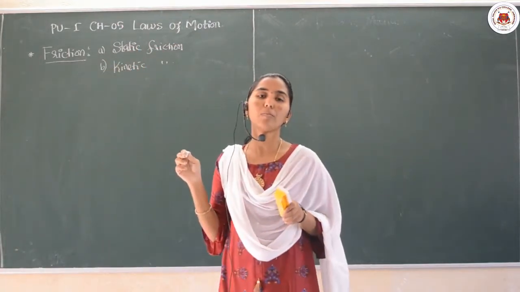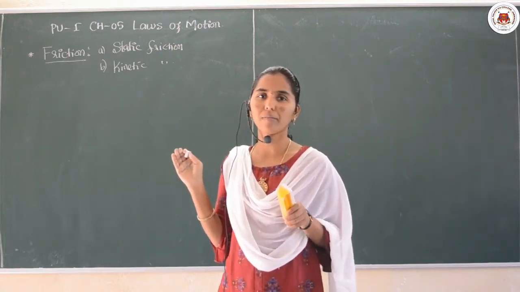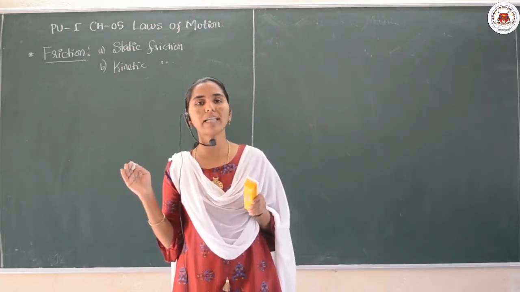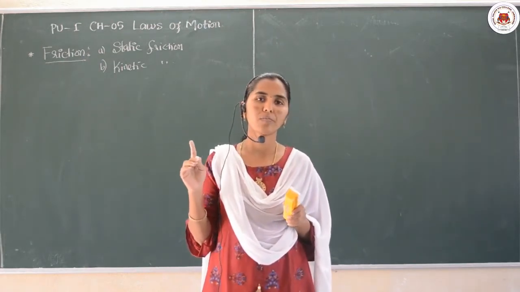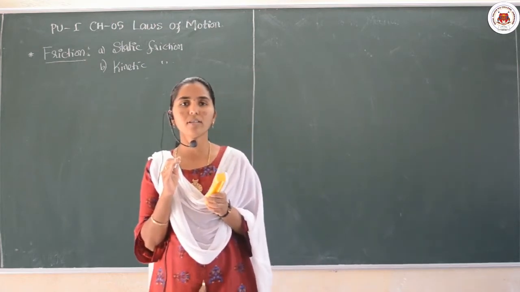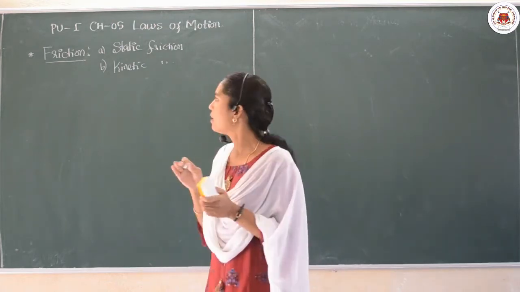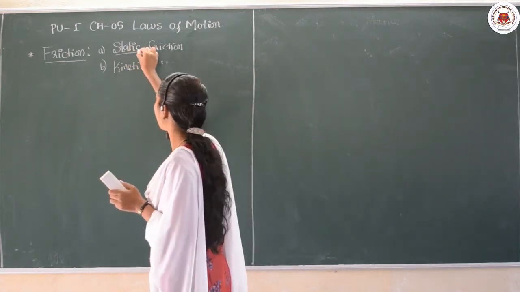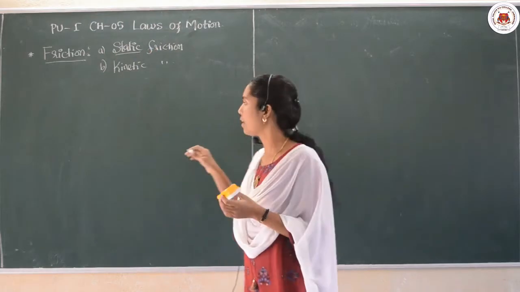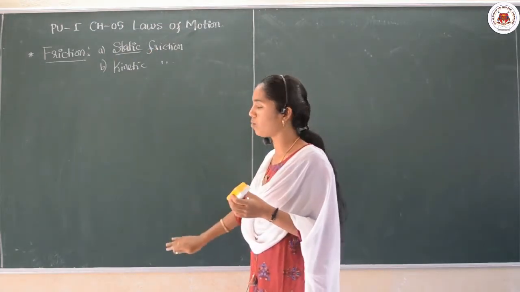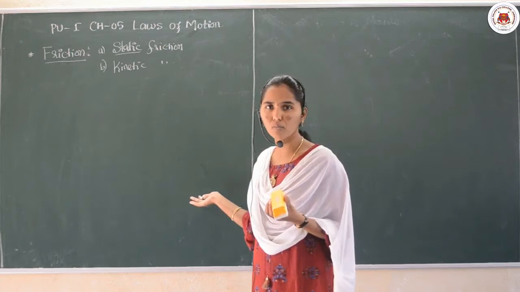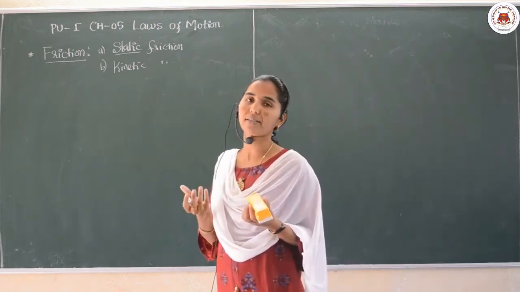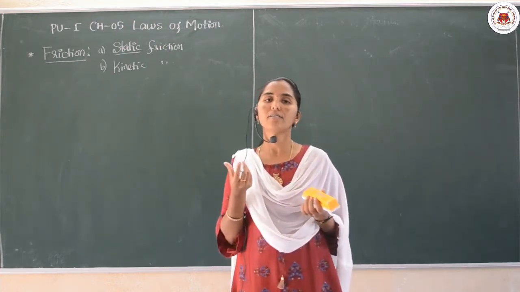Static means what? The bodies are at rest only, right? Static friction means the friction between the two bodies when they are at rest. Okay, static means remember that is rest. So now see here, between this board and the wall there is a rest only, there is no motion of the board or the wall. Between them also there is a friction, that only is called static friction.